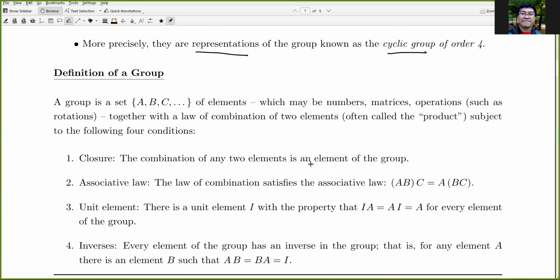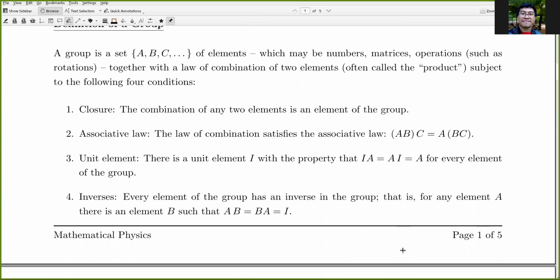Closure: the combination of any two elements is an element of the group. Associativity: the law of combination satisfies the associative law. Unit element: there is a unit element I with the property IA equals AI equals A. So I is the unit element. And inverse: every element has an inverse in the group. For an element A, there's an element B such that AB or BA are both equal to the unit element I.